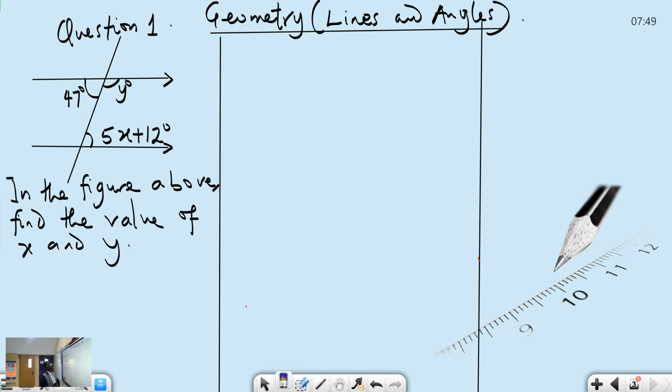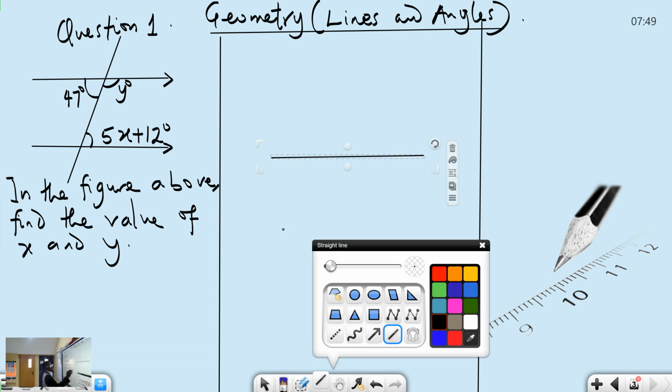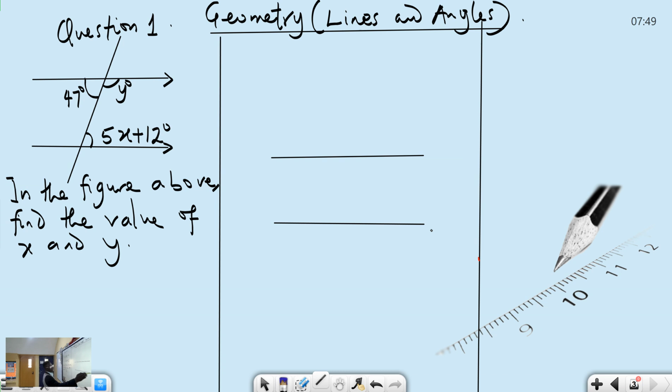Alright, welcome back. This is a continuation of what we learned in our last lesson in geometry, and I want to expose us to another aspect of questions in geometry, in lines and angles. It talks about corresponding angles and alternate angles. So these angles are found in between parallel lines.